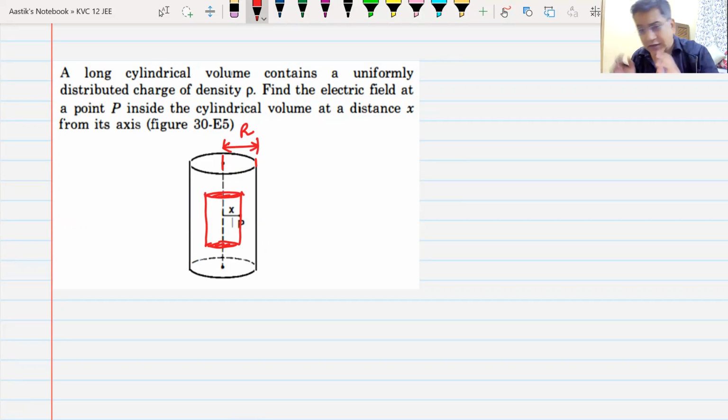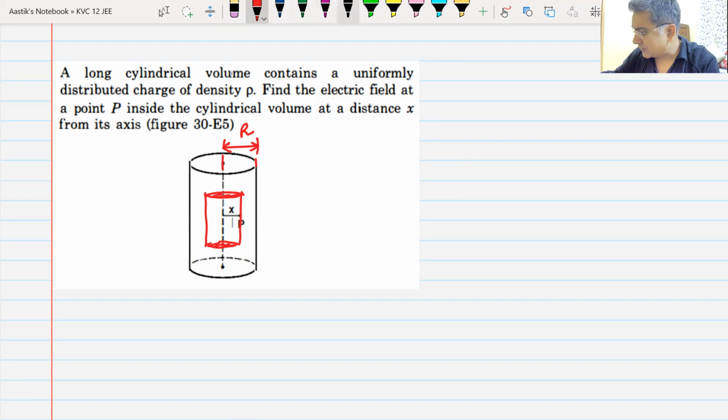I just have to find out how much flux is going through the curved path. Electric field and area vector are in the same direction, so the angle is 0. So I just have to multiply E with 2 pi x L. That will be the flux through the curved path.